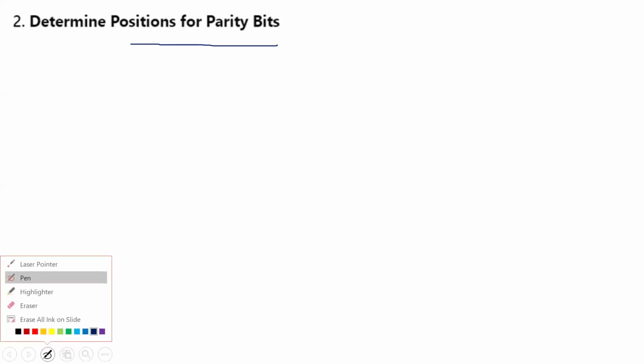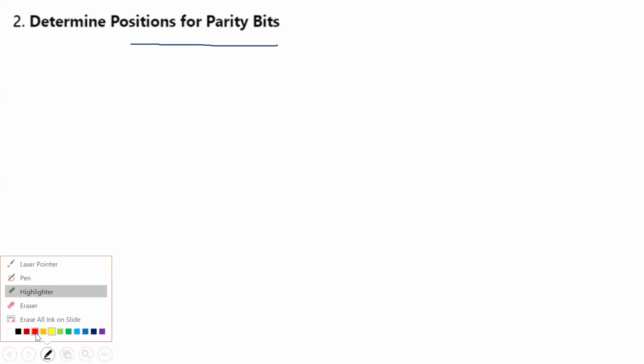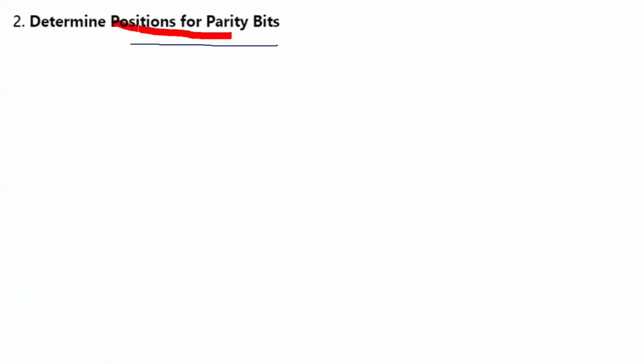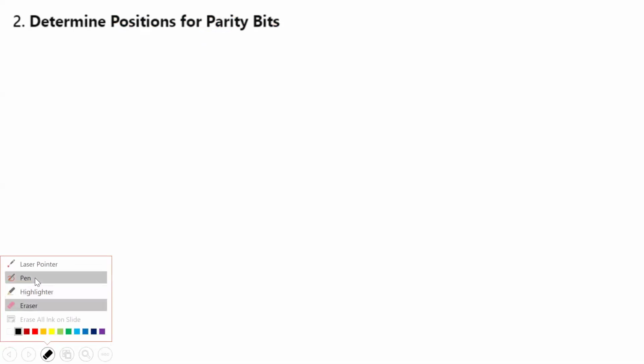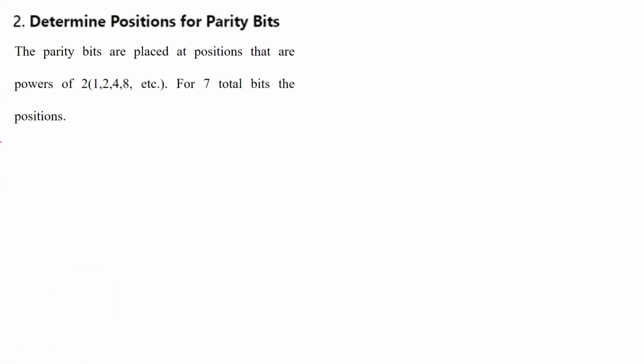Now coming to this, determine the positions of the parity bits. We have gone through the number of parity bits, so now we have to find the positions of the parity bits. Let me go through the positions of parity bits. Here, the parity bits are placed at the positions that are powers of 2.